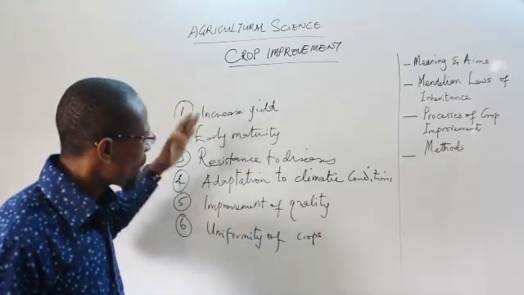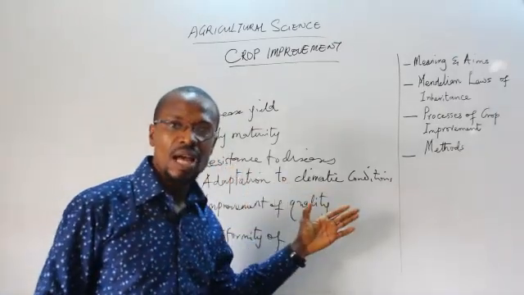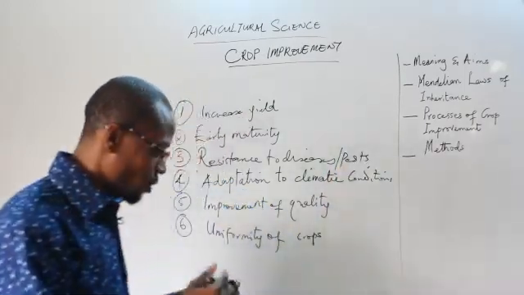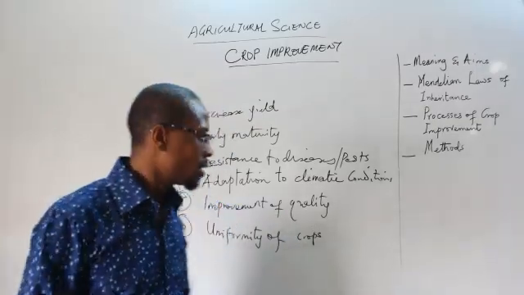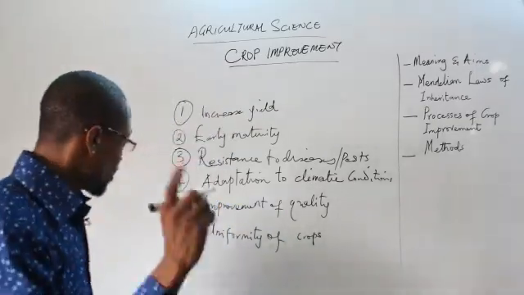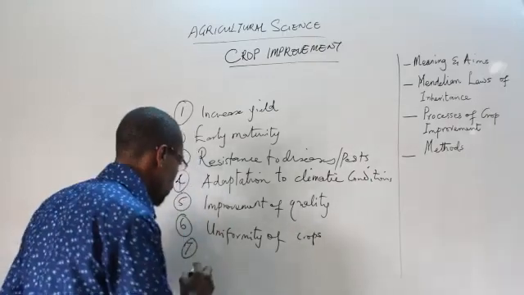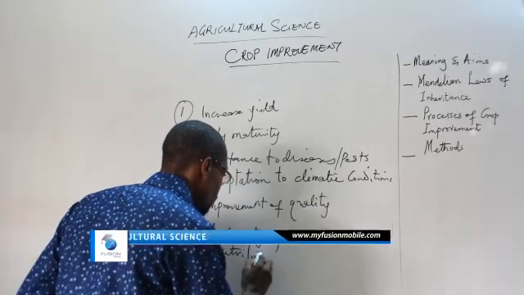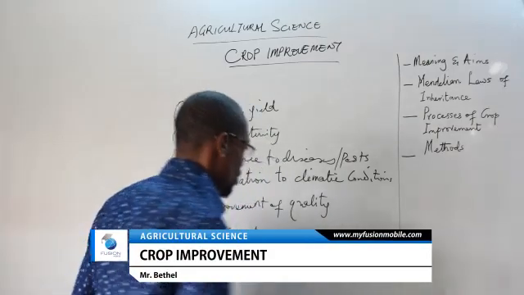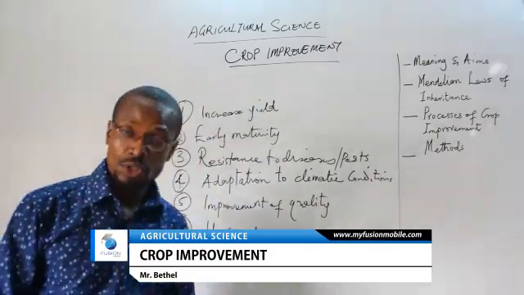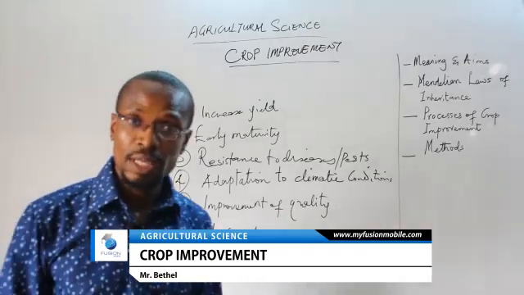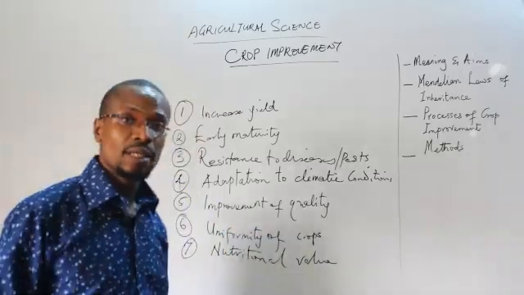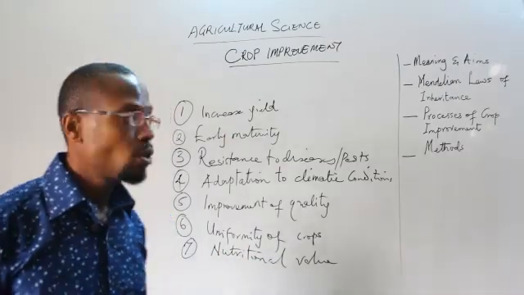But you see, increase in yield, early maturity, resistance to diseases and pests, adaptation to climatic conditions, improvement of quality, and one that we probably shouldn't forget is nutritional value. Some crops or some breeds of crops will have better nutritional value than others. So we may want to improve our crops in order to improve the nutritional value of the crops.